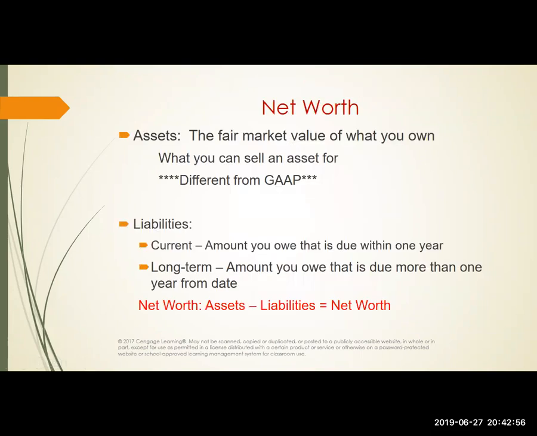The assets on your balance sheet should be the fair market value. In other words, what do you think you can sell an asset for? What's the market value? If you put your car up for sale right now, maybe you paid $20,000 for it, but it's worth $8,500 right now. So just be aware, if you're an accounting student, that's different from generally accepted accounting principles, or GAAP. And for liabilities, everything in current is the amount you owe within a year. Long-term is the amount that you owe more than 1 year from the date.